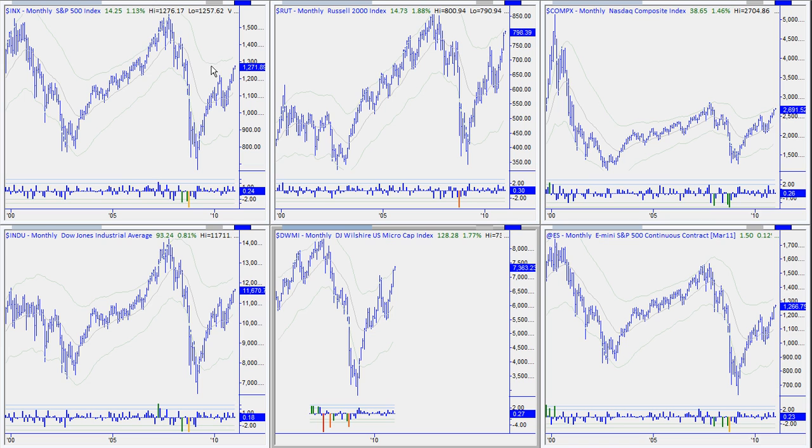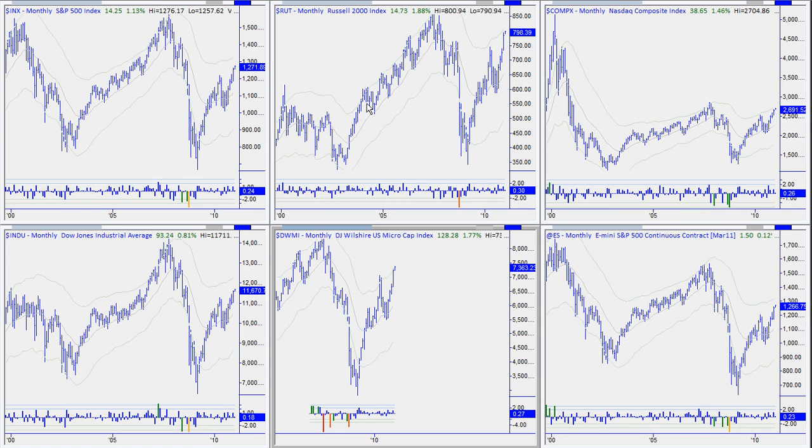So a big thing here, I think, is you can see very clearly the strength in small caps off of this low. Look at this range here and look where small caps are sitting in this range compared to where the large caps are.